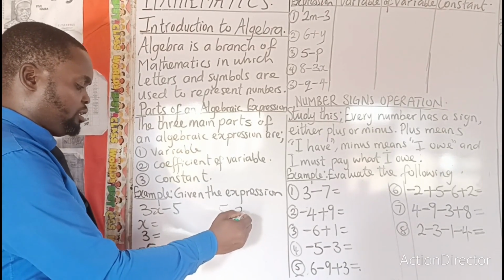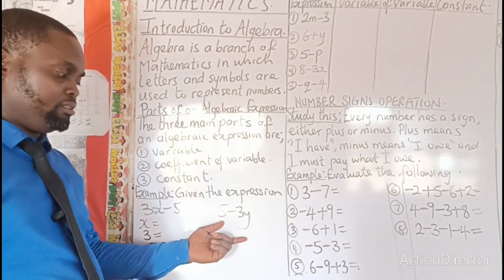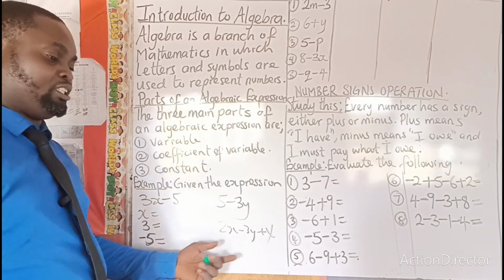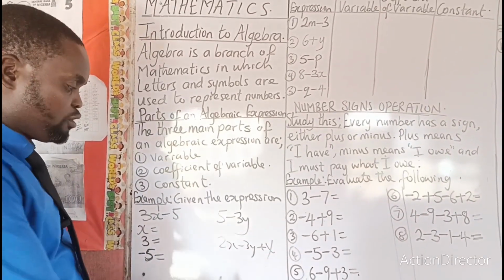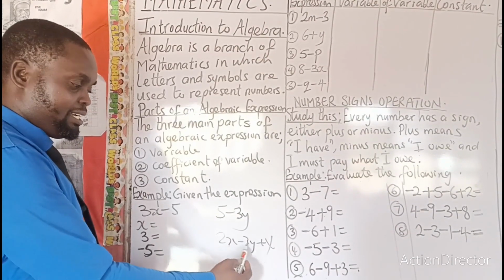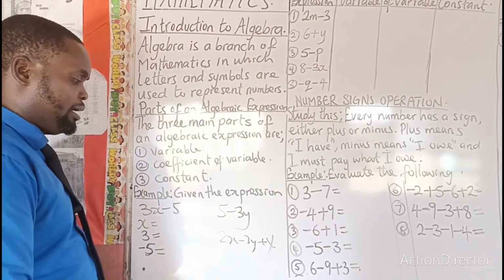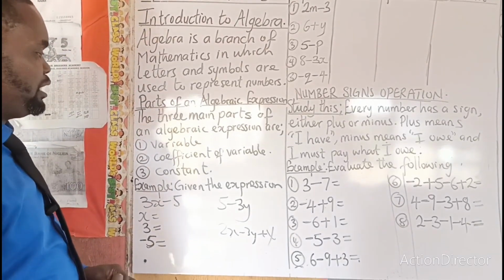5 minus 3y, this is an algebraic expression. 2x minus 3y plus 4, this is an algebraic expression. As you can see, we have some letters there, isn't it? Letters, and these letters definitely are representing one number or the other. Now, what are the parts of an algebraic expression?